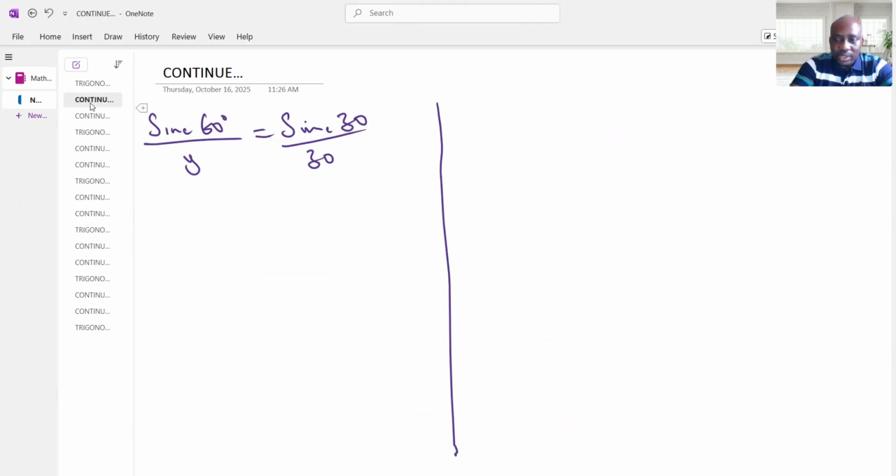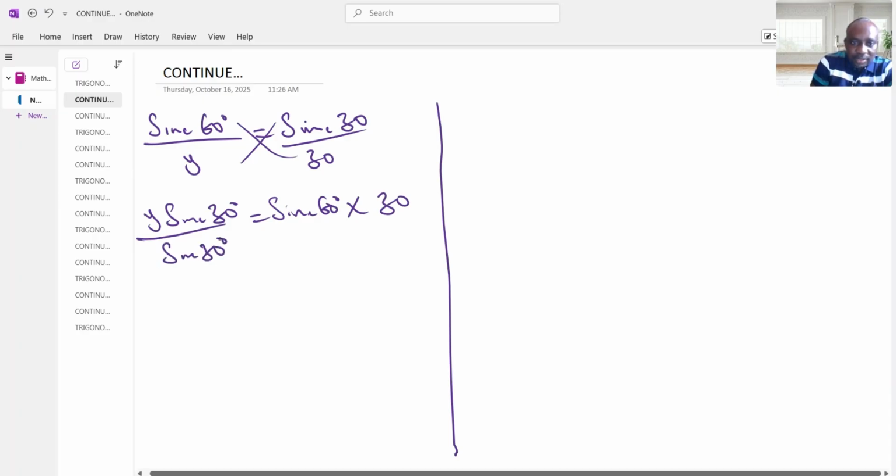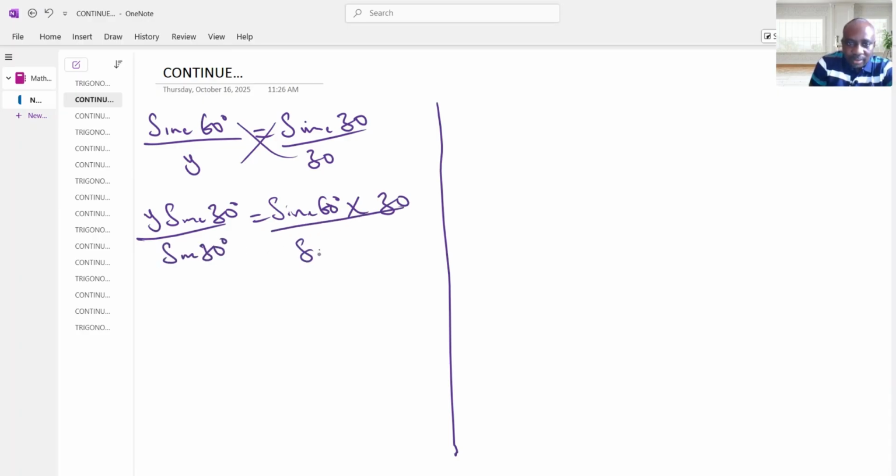Now I've changed the sine 120 to 60 degrees. Now let's cross multiply. This one multiplied by this. We have sine y times sine 30 degrees equals sine 60 degrees multiplied by this 30. Now let's divide both sides by the coefficient of y: sine 30 degrees divided by sine 30 degrees. Sine 30 here, sine 30 here, cut out.